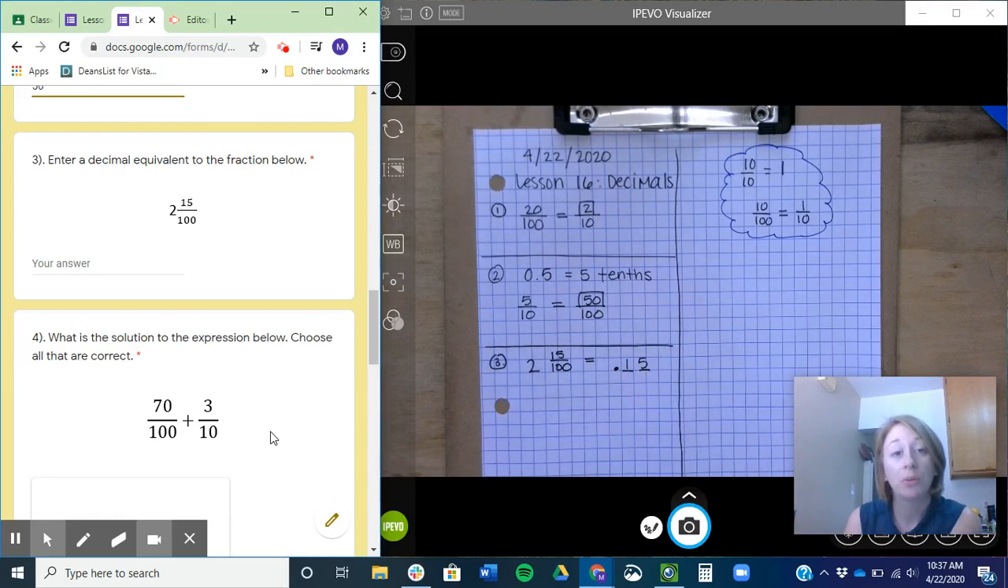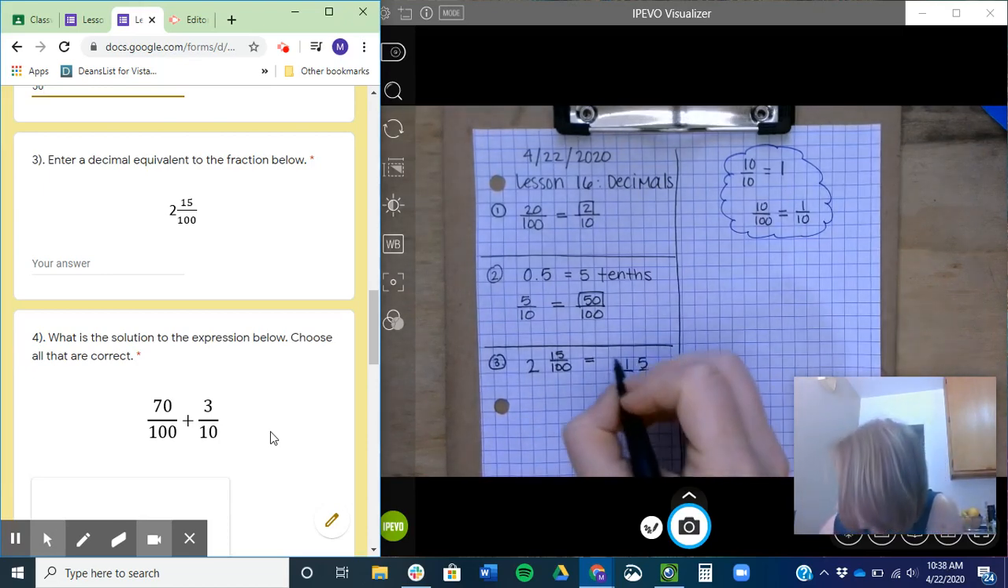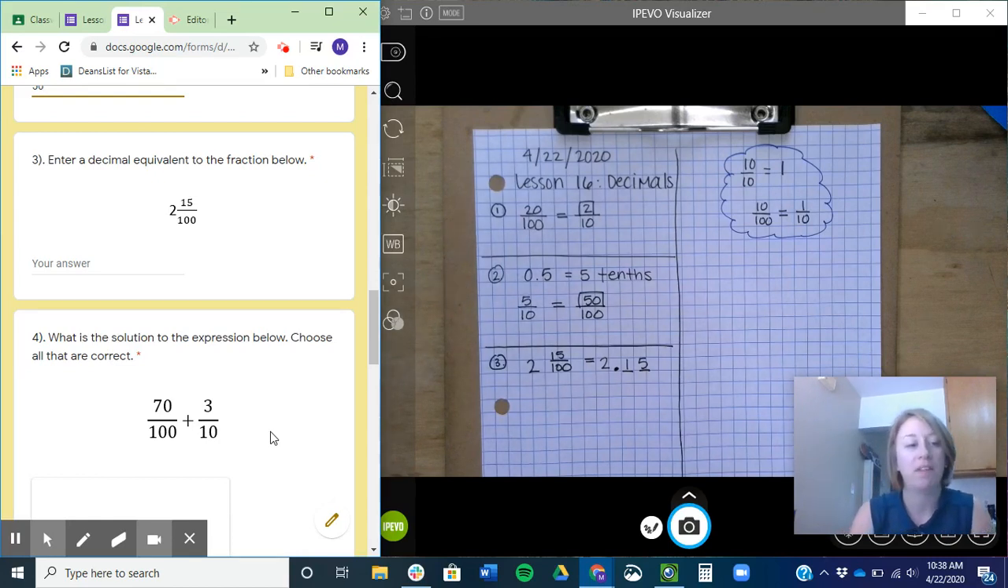Well, that 2 represents a whole number. And all of the whole numbers are where? That's right, they are to the left of the decimal point. So this 2 is a whole number. So we write the decimal equivalent as 2.15. That is the same as 2 and 15 hundredths. Go ahead and type that in the blank space. Again, we're writing the decimal equivalent, which is 2.15.